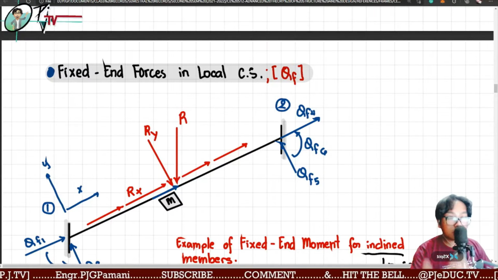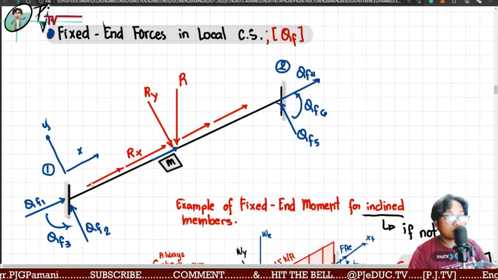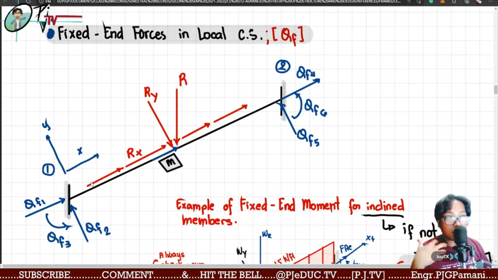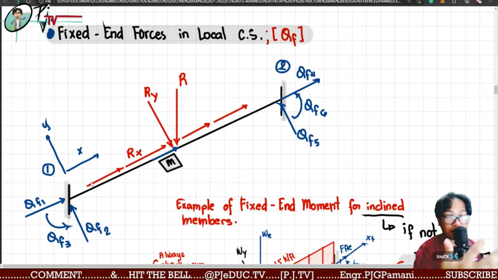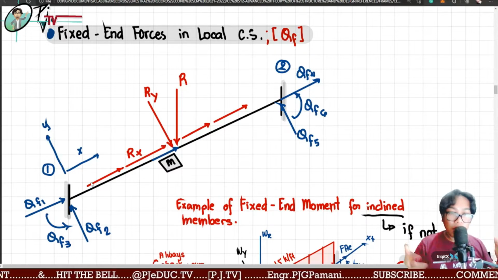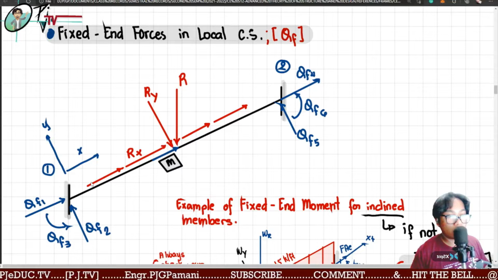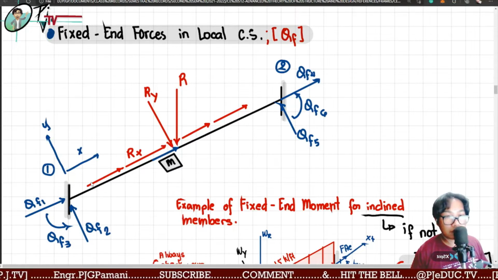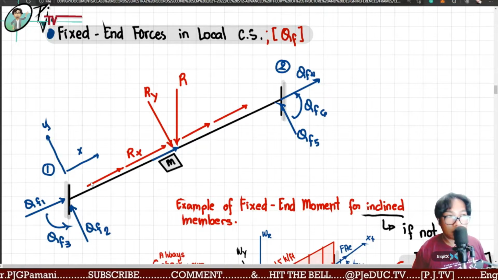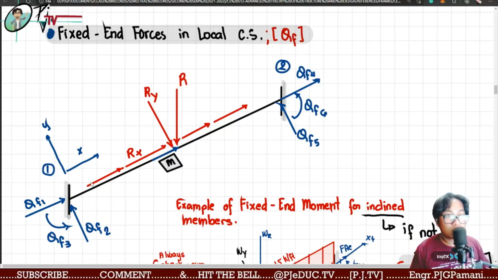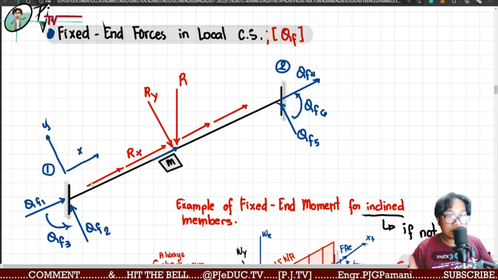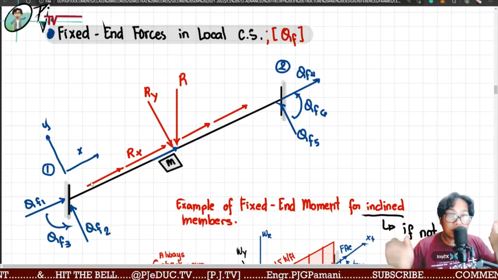So in this lecture video, we will continue with our lecture on fixed end forces of a member. Just like what we did with beams before, before we move on with solving the displacement of each span of a beam, we need to solve the fixed end forces of each member span.